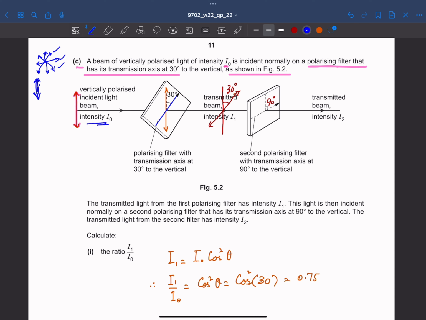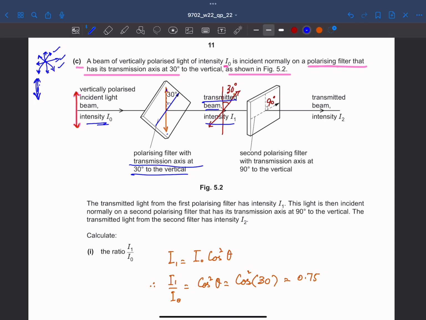Here you have the polarizing filter with transmission axis at 30 degrees to the vertical. So if this is the vertical, this is 30 degrees, and the beam is just passing through, and now you are getting another beam, the transmitted beam, with intensity I1.